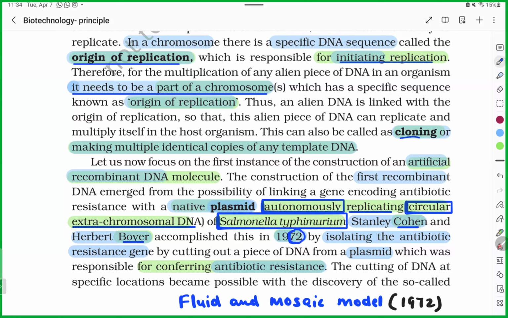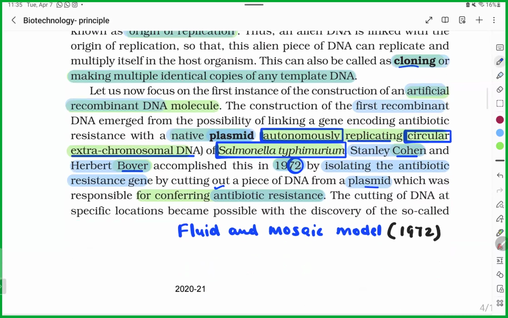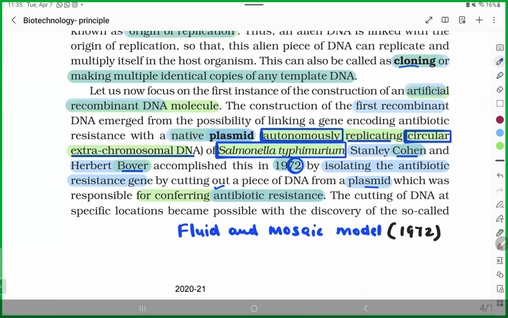Stanley Cohen and Boyer, in 1972, isolated the antibiotic resistance gene by cutting the DNA from the plasmid, and this is responsible for the antibiotic resistance. Correct? So Cohen and Boyer discovered the plasmid and the whole process by using Salmonella typhimurium.